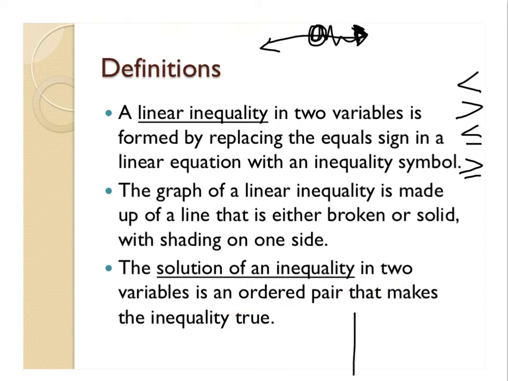So that means that when we have our graph, we'll have our either broken or solid line and then shading on one side. Okay, and the solutions are the points that are in the shaded section right here, or on that line if it's a solid line. Let's try a couple examples.